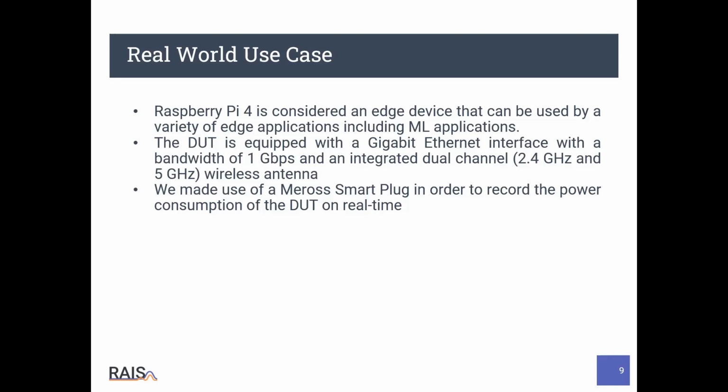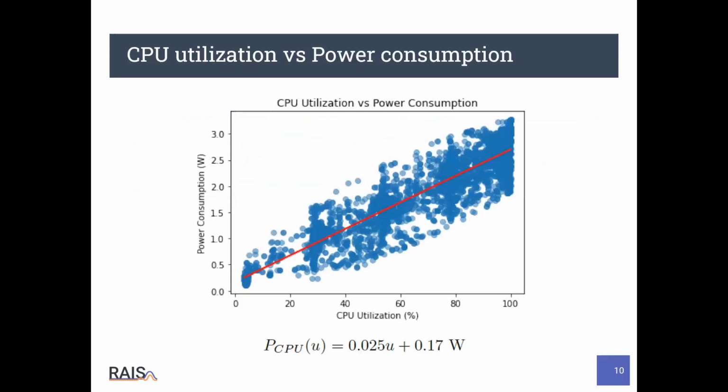We also made use of Hemero's smart plug in order to record the power consumption of the device under test in real time. So over here, you can see the distribution of CPU utilization versus the relevant power consumption for Raspberry Pi 4. As you can see, the relationship is linear, and the relevant model is written on the bottom of this slide.